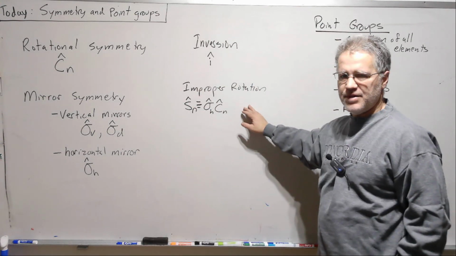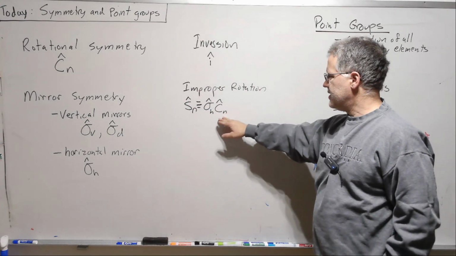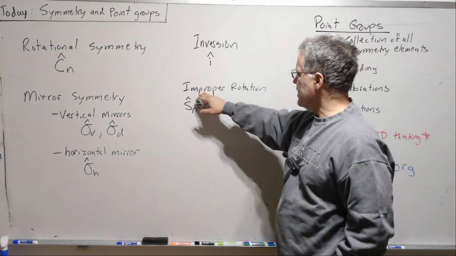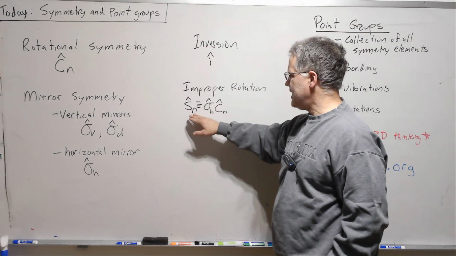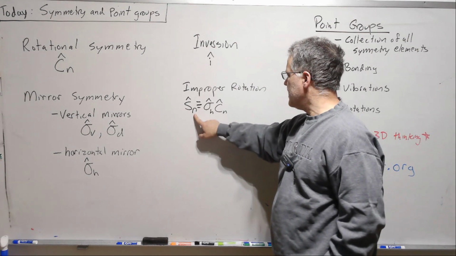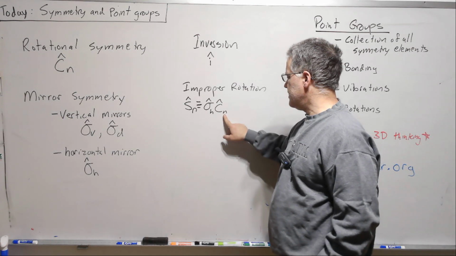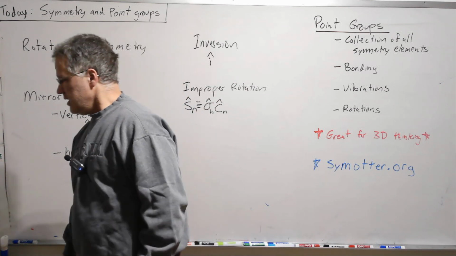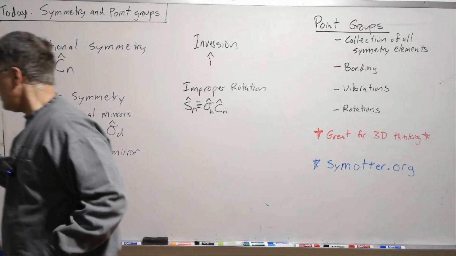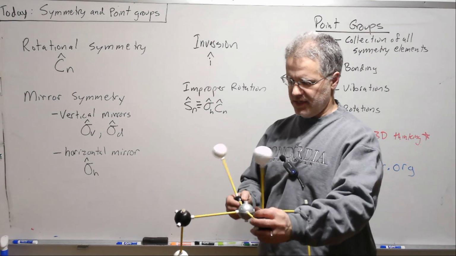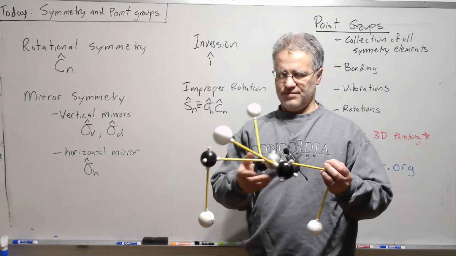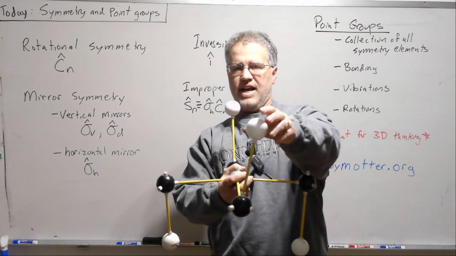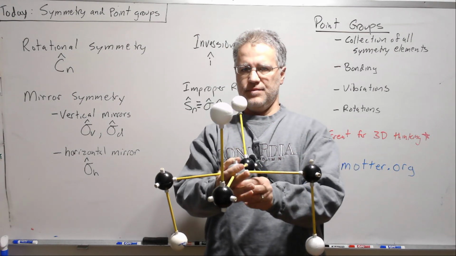And now finally, there's this combination move that is a rotation followed by a horizontal mirror, and that's called improper rotation, and that's given the symbol SN. So the N plays the same role as the N for the regular rotation, and then we follow that with a horizontal mirror. Now, that's a difficult one. That's probably a more difficult one to see. So I just concocted this shape here that has an example of S4 symmetry.